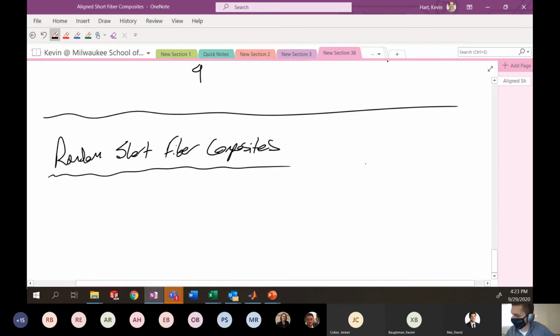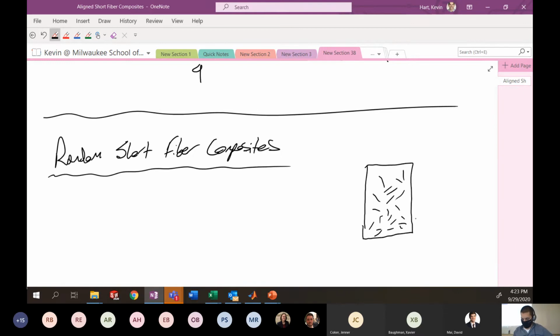All right, so let's talk about random short fiber composites. What's unique about composites with this random fiber orientation is you lose the associated directionality. Actually, random short fiber and random particulate composites behave like isotropic materials, and that's because they don't really have any associated directionality anymore.